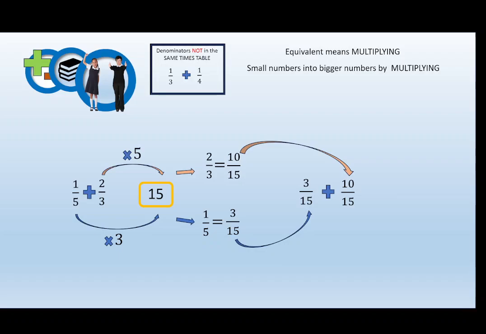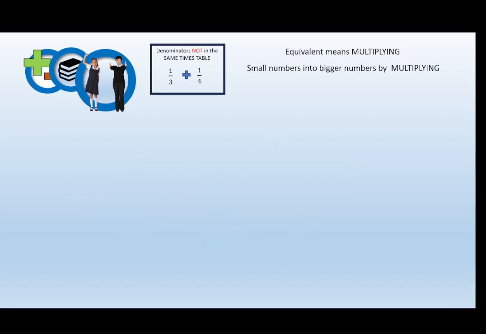Now I've got the denominators the same. Add the numerators. Boom. 13 over 15. Well done. Excellent. Good stuff. Over to you.